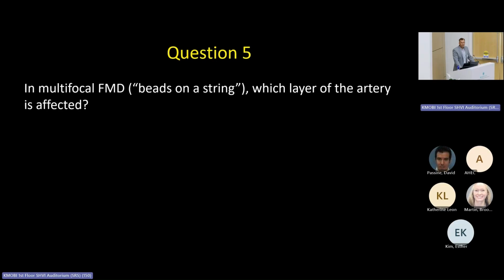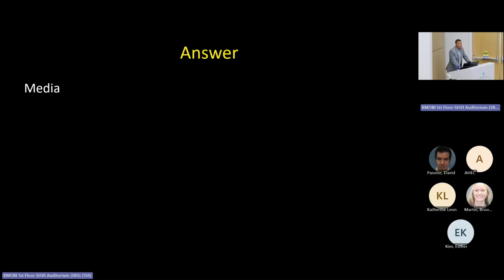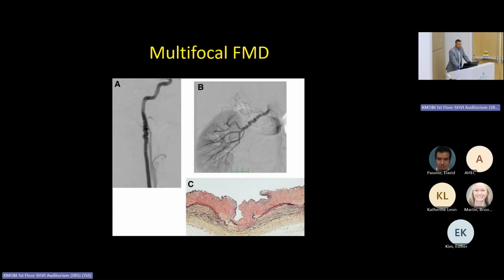In multifocal FMD, or the beads on a string pattern, which layer of the artery is affected? We have 3 choices, right? Remember what those were? There's intima, media, and adventitia. Which layer is involved? It's getting harder now. Most of you said media, and that's exactly correct. Good job. So that's the media, the middle layer, right?